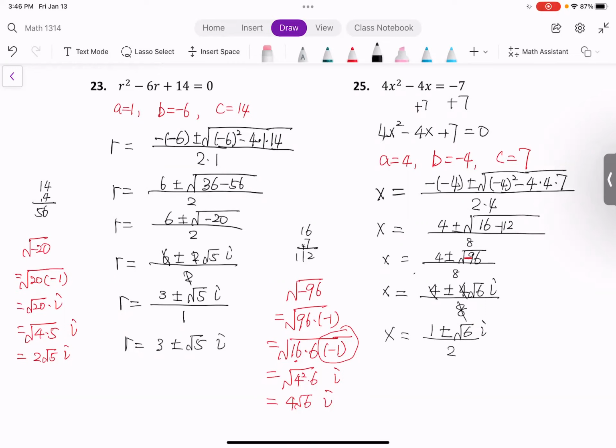So these are the solutions. You put them in set notation. It's (1 plus square root of 6 i) over 2. Another one is (1 minus square root of 6 i) over 2. So we're done for this video.